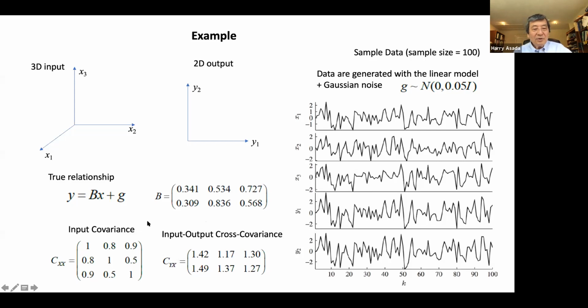Now you can compute the input space covariance for x1 to x3 like this. It is fairly spherical, having all ones in the diagonal, but the off-diagonal elements are not zero. Therefore, it actually has correlation in the input space. X1 and X2 are to some extent correlated. X1 and X3 are also correlated, right?